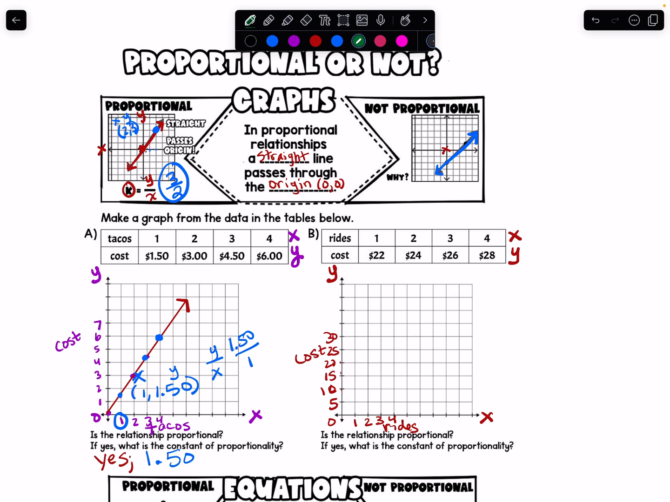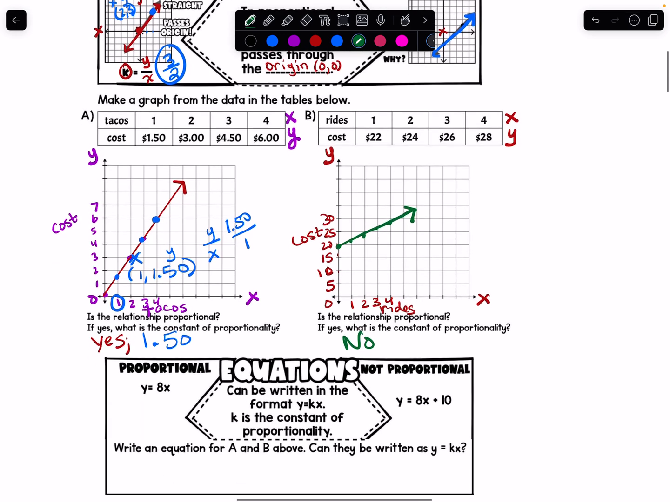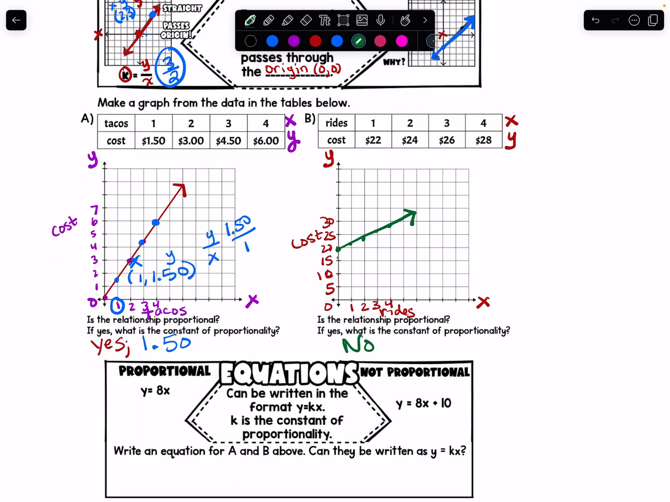So I have, if I go on 0 rides at the fair, that's still $20, right? Because it's $20 to get in. So it's definitely not going to be 0, 0. So we're going to start with 1 ride is $22. 2 rides is $24. 3 rides is $26. 4 rides is $28. 0 rides, just getting into the fair, is $20. So this is not a proportional relationship because it doesn't go through 0, 0, so there's not a constant of proportionality. All right, let's go down here to equations.